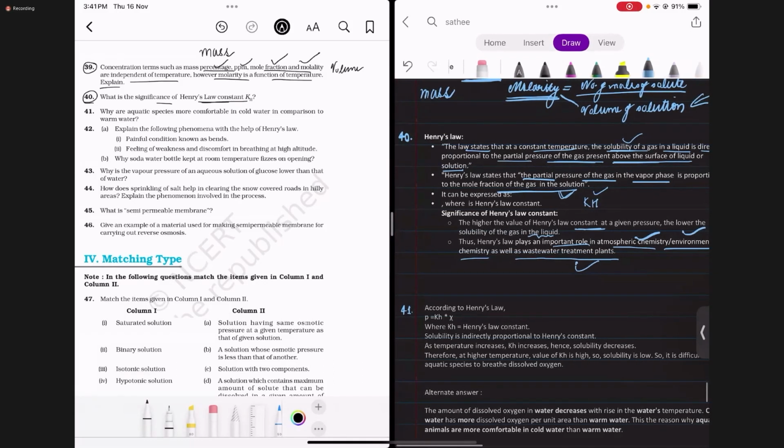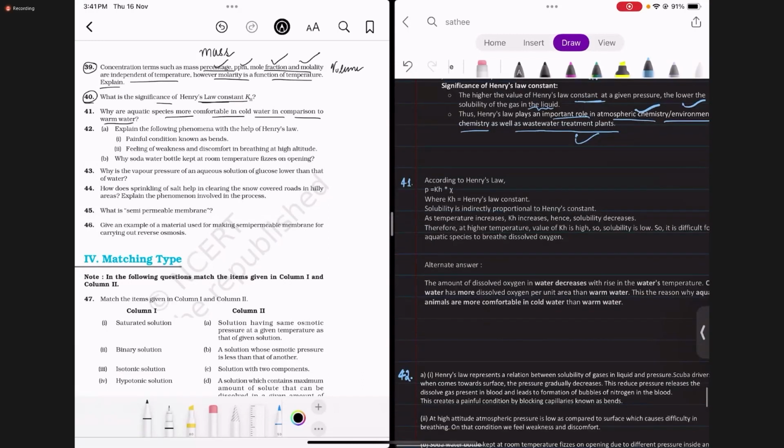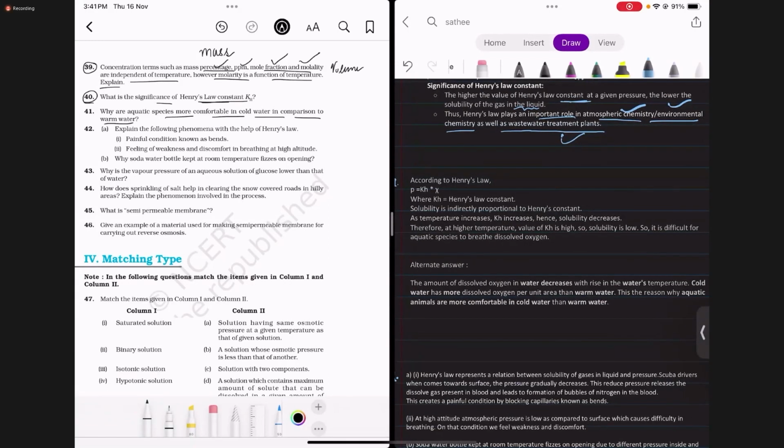अब हम आते हैं क्वेश्चन नंबर 41 पे. Why are aquatic species more comfortable in cold water in comparison to warm water? तो aquatic species, why are they comfortable in cold water? तो ये हमारे 2 क्वेश्चंस का मिला हुआ एक क्वेश्चन है.